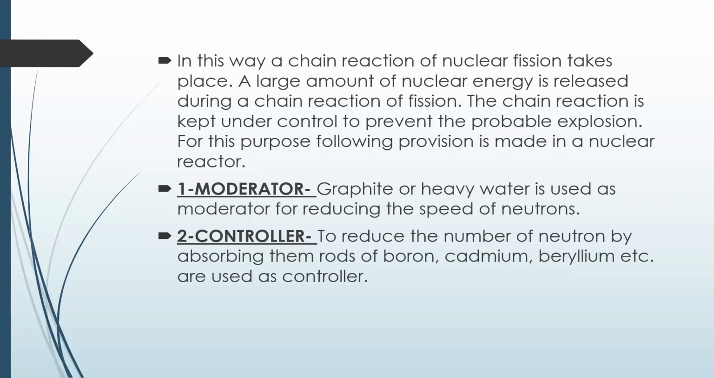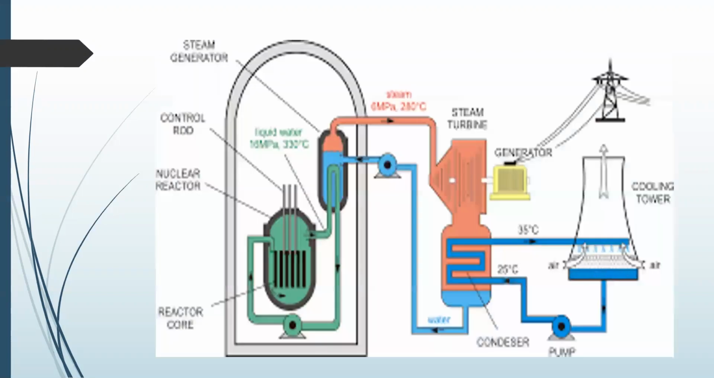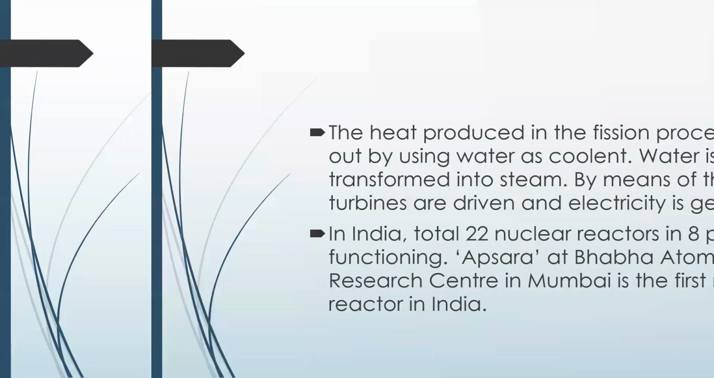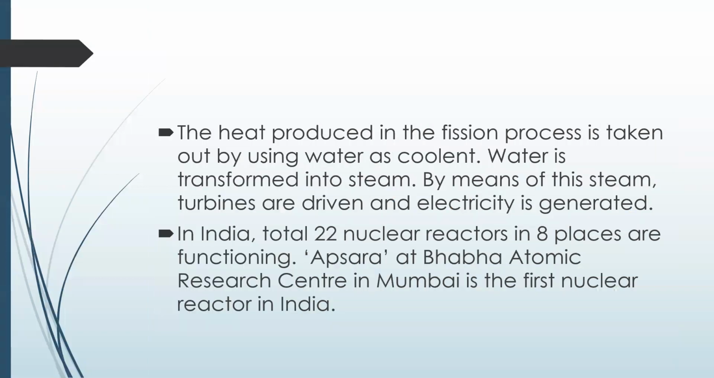Graphite or heavy water is used as moderator for reducing the speed of neutrons. Controller: to reduce the number of neutrons by absorbing them, rods of boron, cadmium, beryllium, etc. are used as controller. See, this is the image of a nuclear reactor. The heat produced in the fission process is taken out by using water as coolant. Water is transformed into steam. By means of this steam, turbines are driven and electricity is generated.